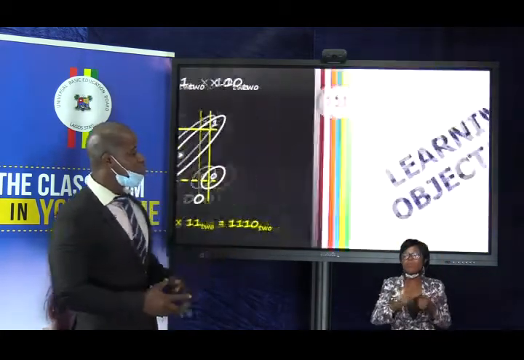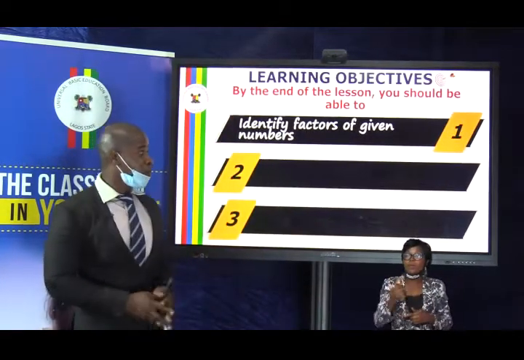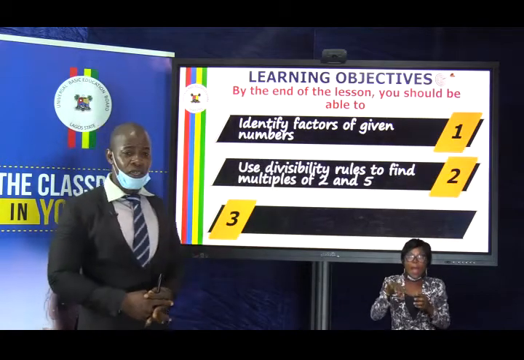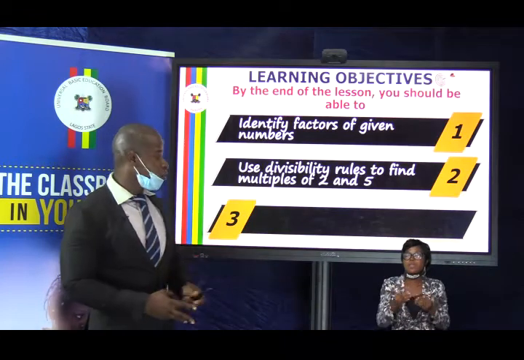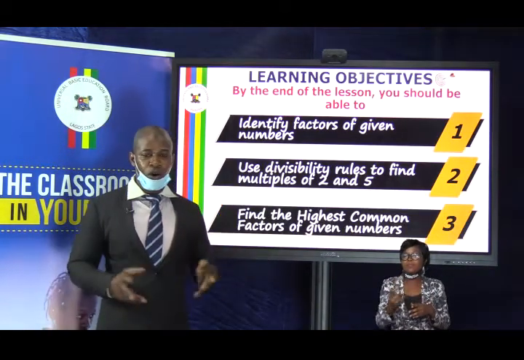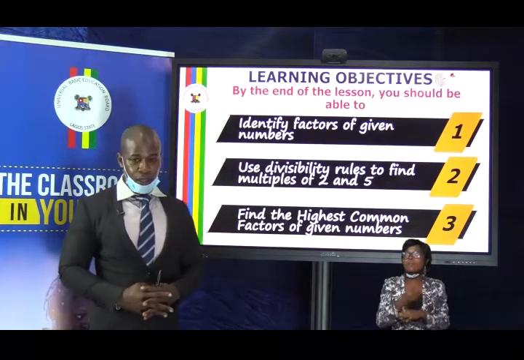Now moving on to that important work for today. What are our learning objectives? By the end of today you should be able to identify factors of a given number. You should be able to use the divisibility rules to identify numbers that 2 and 5 are a factor of. You should also be able to find the highest common factor of some given numbers. So you should be able to do these 3 things at the end of the lesson.